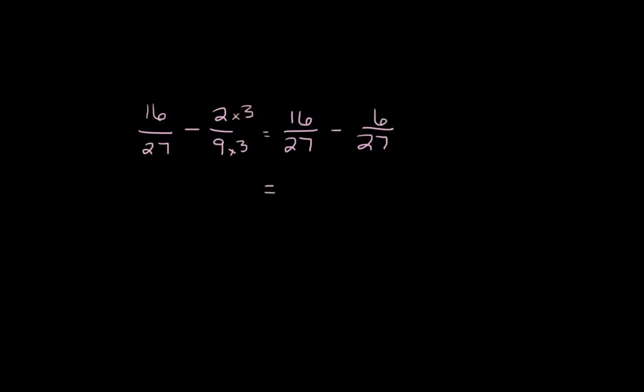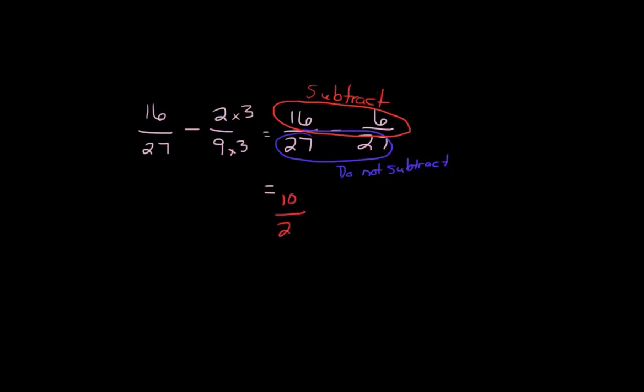Now that I have common denominators, I can go ahead and subtract my numerators. Remember, do not subtract your denominators. You can go ahead and subtract your numerators. So that means I'm going to subtract 16 minus 6, which is going to leave me 10. Rewrite my denominator of 27. I have to ask myself if that fraction is in lowest terms. 10 over 27 cannot be reduced anymore. So that one is in lowest terms.